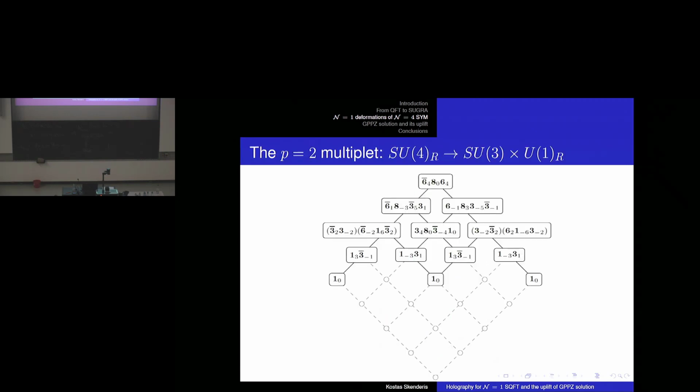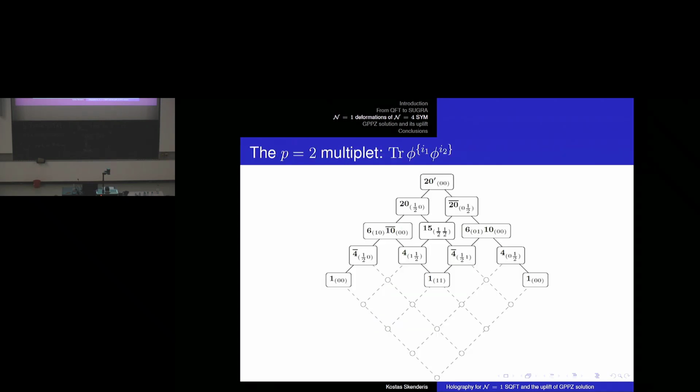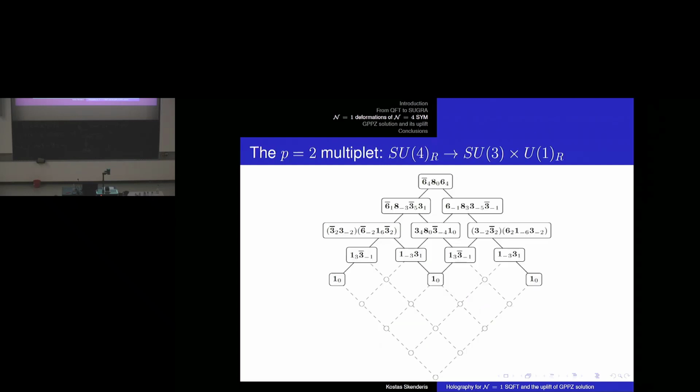Next, we need to understand this breaking from SU(4) to SU(3) cross U(1). That's a group theory exercise. Here I've done this for p equals 2. For example, this 20' that was sitting over there is broken into a 6 bar, an 8, and a 6 of SU(3). And these numbers here are the U(1)_R quantum numbers, and so on. So now we know how this multiplet is decomposed into SU(3) cross U(1).